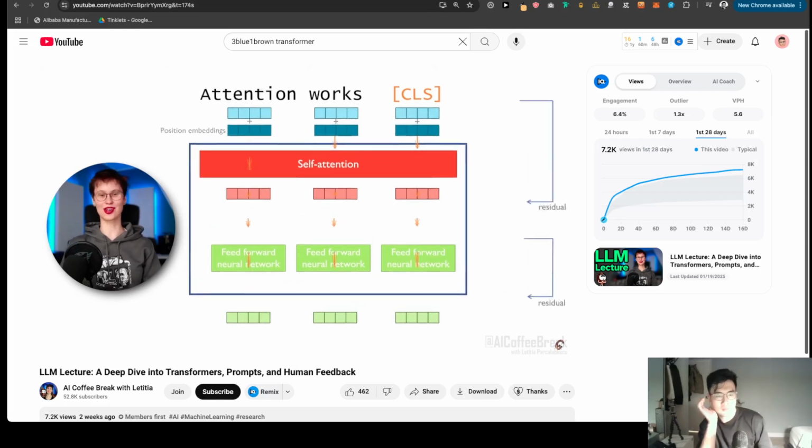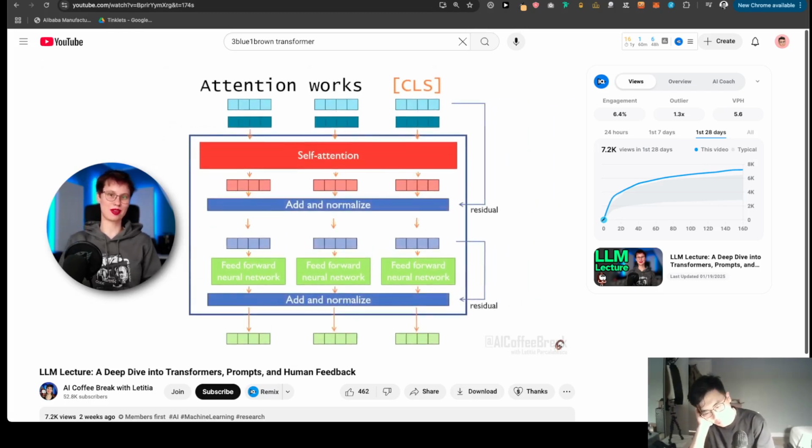And with that, we're almost done, because all we also need to have are these residual connections, which maybe remind you of ResNets, maybe not. But here the idea is to take the input to a sublayer and add it to the output of the sublayer again.